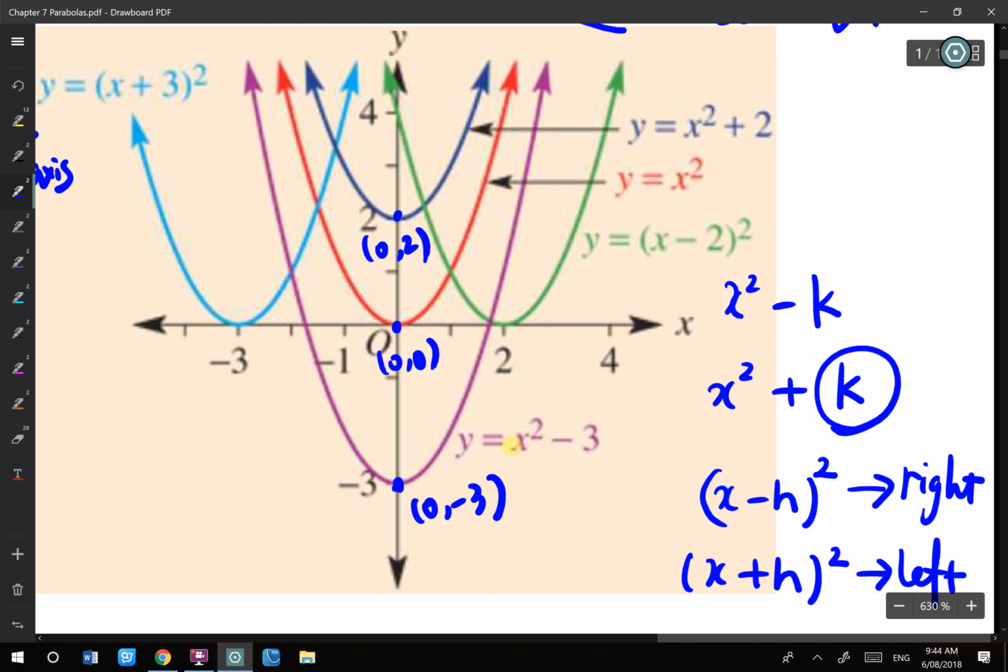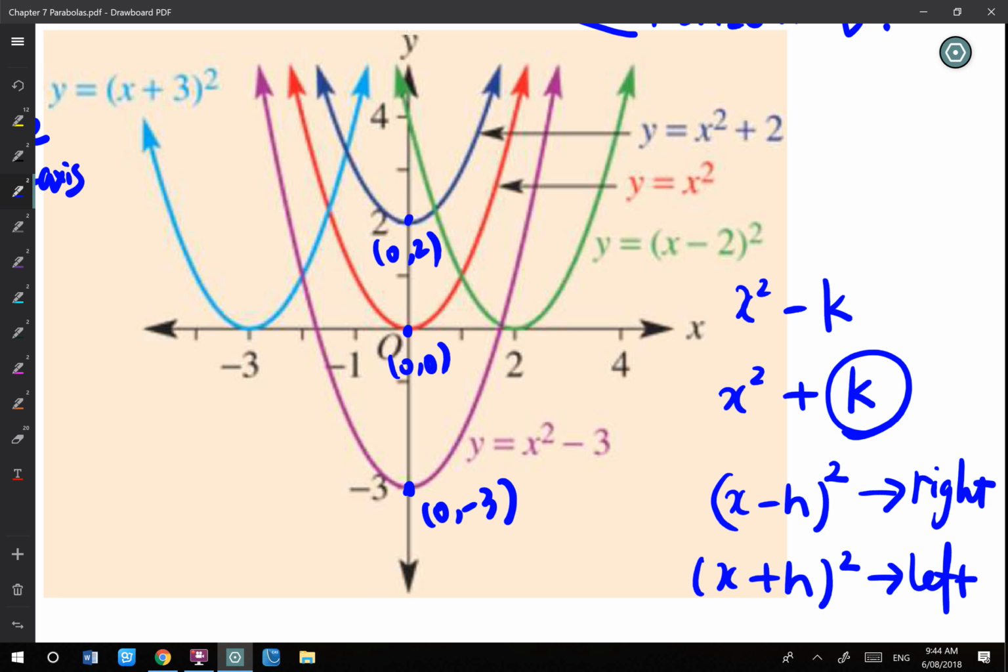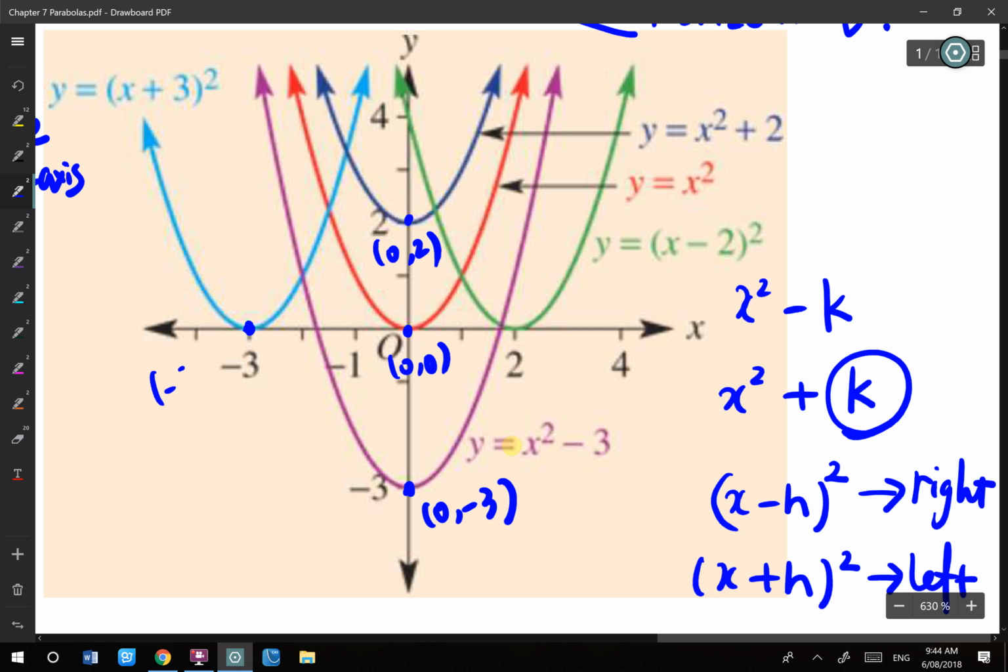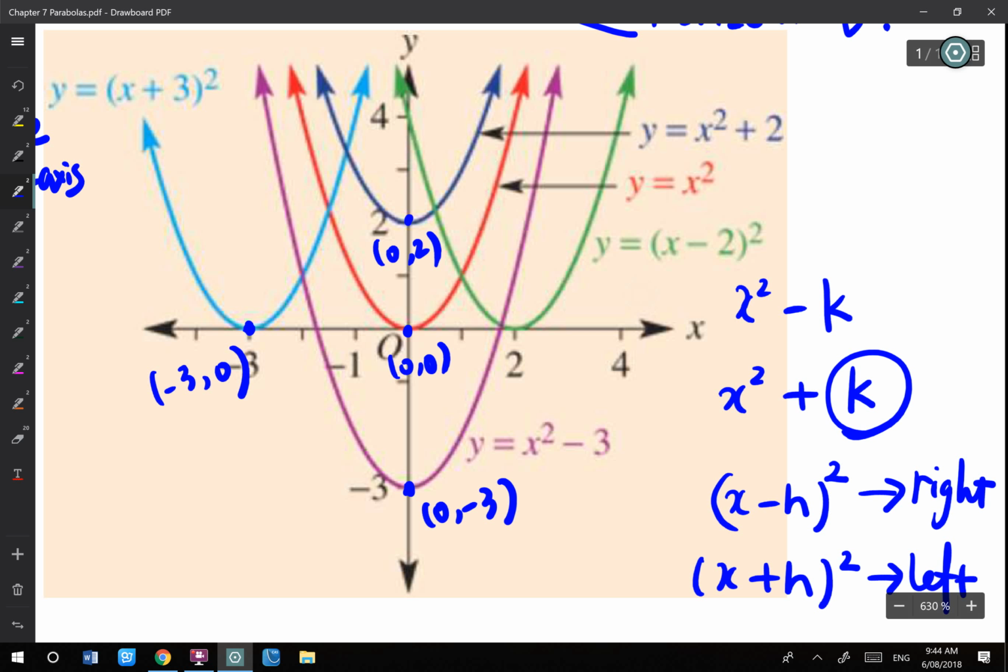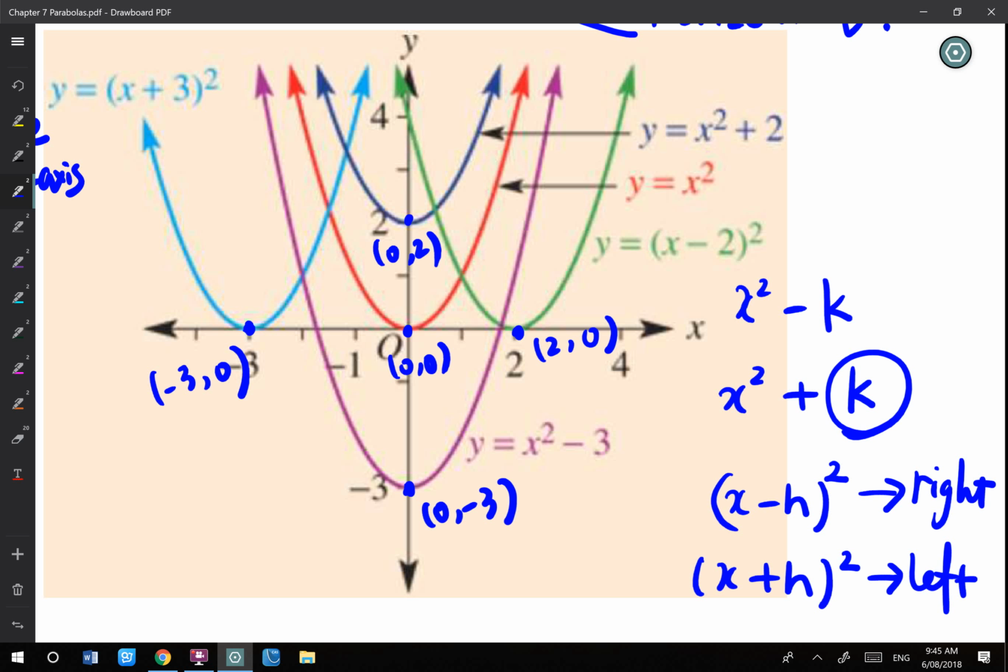You can see from my graph, the light blue is a plus. Compared to your original red graph, it has been shifted to the left, and we got the turning point of negative 3, 0. So it's moving by 3 units to the left. x minus 2 squared is shifting to the right by 2 units, so this turning point is 2, 0. So minus 2 means move right by 2 units, and plus 3 means move to the left by 3 units.